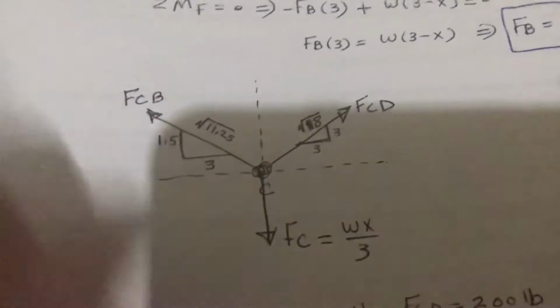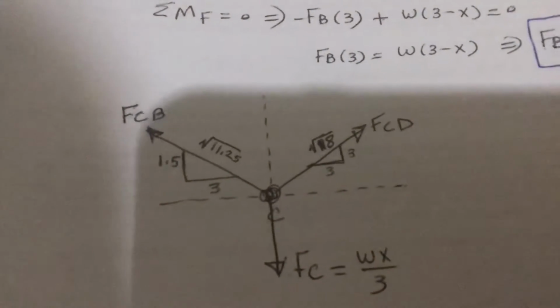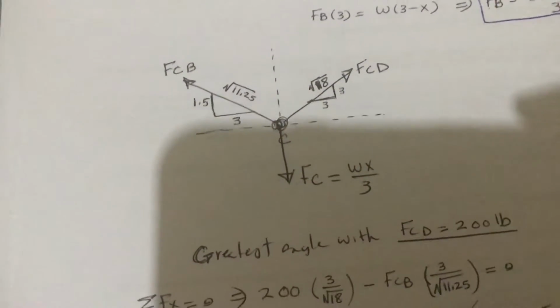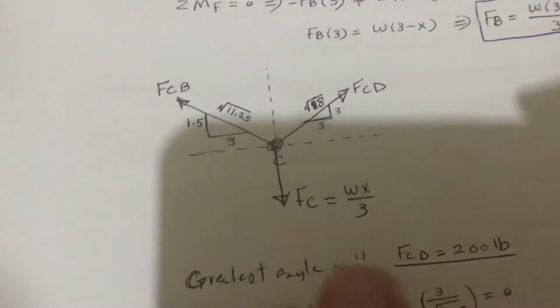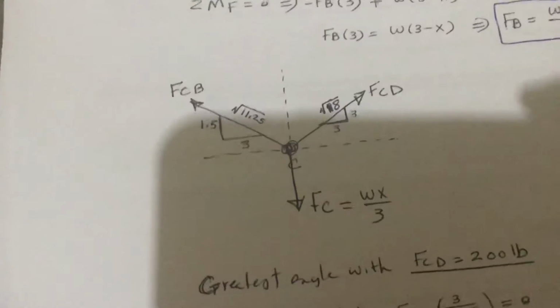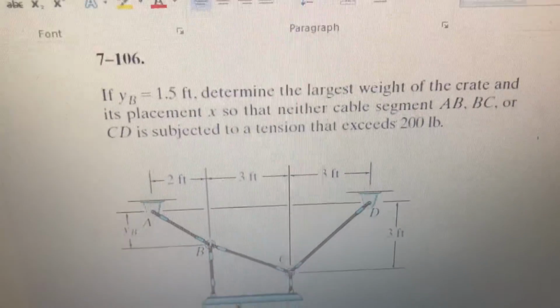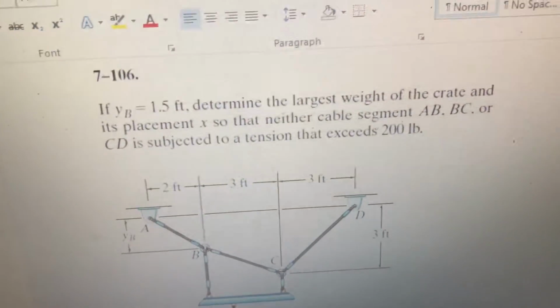Now, how could you do this? Well, here we're not going to do summation of moment, but we're going to apply summation of forces in x equal to 0 and summation of forces in y equal to 0. But before we start, remember the question said that the forces in AB, BC, or CD are subjected to a tension not to exceed 200 pounds.